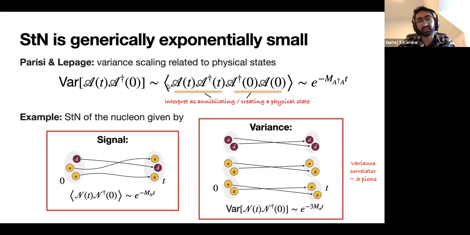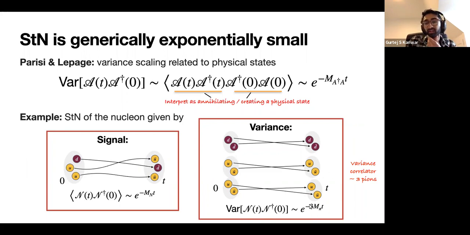But the variance looks like nucleon creation dagger, which is, in other words, an annihilation operator at time 0, and the same thing at time t, modulo the fact that these fermions are playing a role. So in actuality, though it looks like it should be something with 0 quantum numbers or vacuum quantum numbers, we have to keep the fact that these fermions propagate from left to right. And so the thing that has the lowest energy that this variance correlator overlaps onto is really a 3 pion state, where the 3 antiquarks pair up with the 3 quarks and form this 3 pion state.